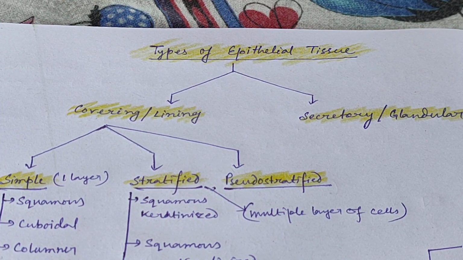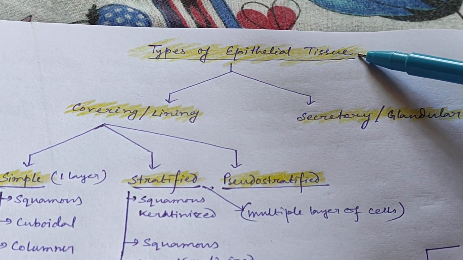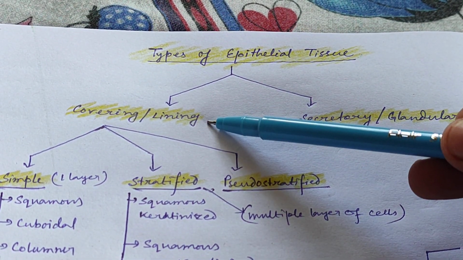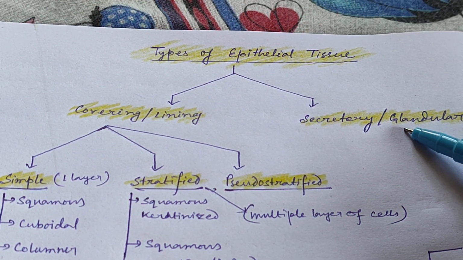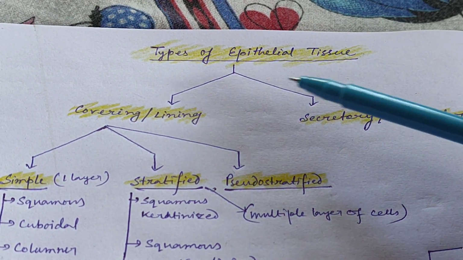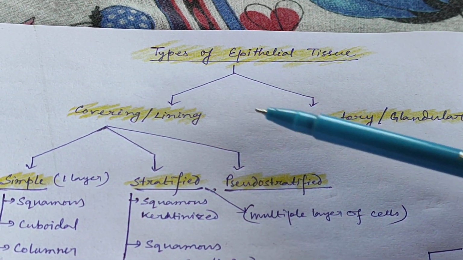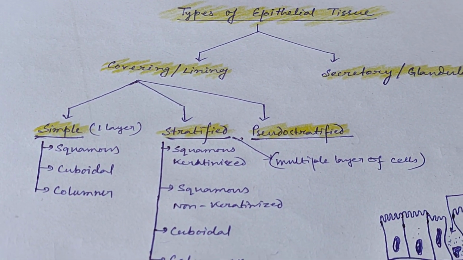So today in this video we are going to learn about types of epithelial tissue. There are two major types: covering or lining epithelial tissue, and secretory or glandular epithelial tissue. In this video we will be covering the covering or lining epithelial tissue mainly. Okay. So there are three types of covering or lining epithelial tissue.